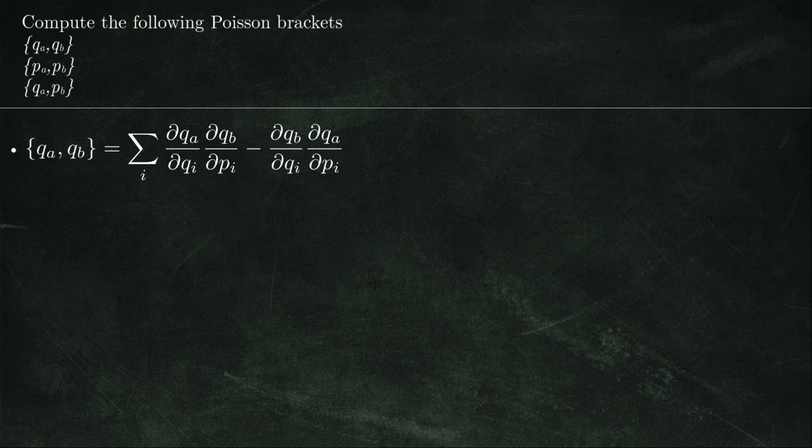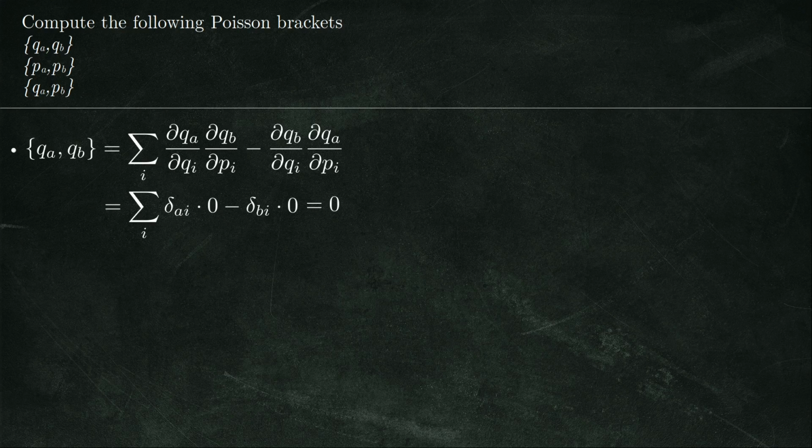the sum over i since I haven't said anything about the system we've got or how many different coordinates there are. And in this case, dq_a by dq_i is just the Kronecker delta. So if q_a equals q_i, then this is just 1. If they're different coordinates, then it's 0. And dq by dp are always 0, no matter what the subscripts are. So here's after we calculate the derivatives, and then the final result is just 0.